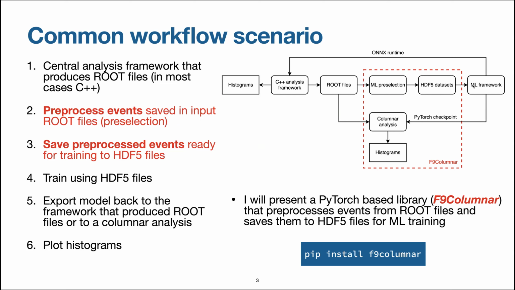And then when this is done, we can export the model back to the original framework that produced the root files or to some columnar analysis framework. We can do this either using ONNX Runtime or just using the PyTorch checkpoint. And then when this is done, we can plot the histograms and be done with our analysis. What I will present here is a PyTorch-based library called F9 columnar that pre-processes events from root files and saves them to HDF5 files for ML training. It's on PyPI, you can check it out, and just do pip install F9 columnar, and that's it.